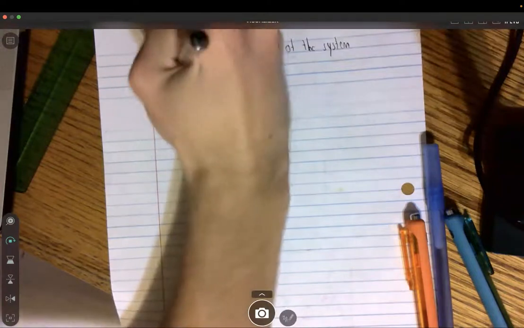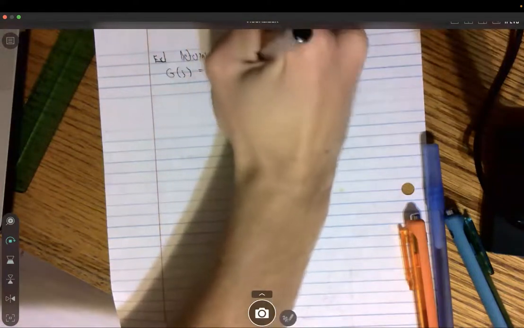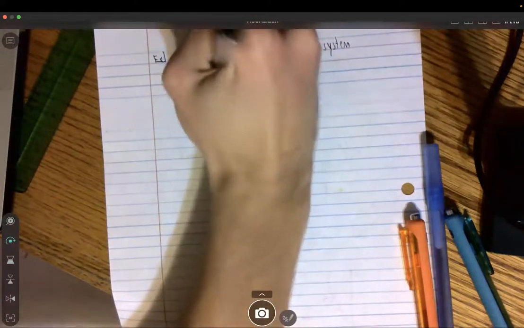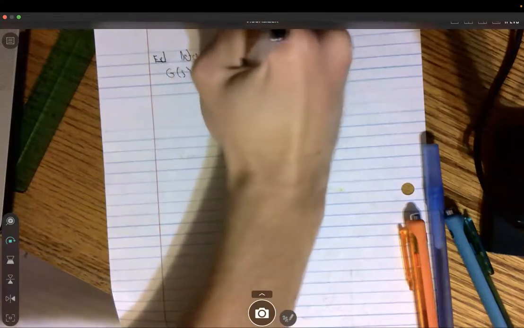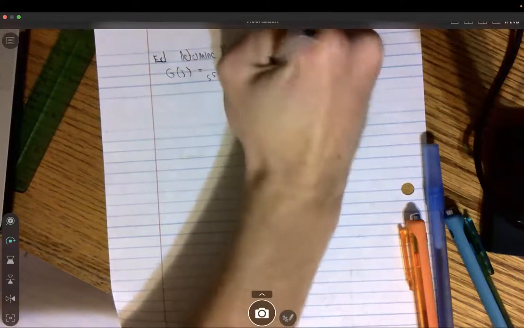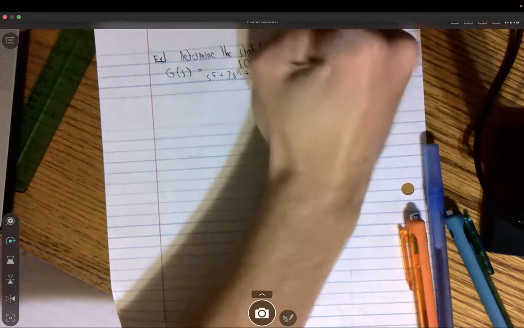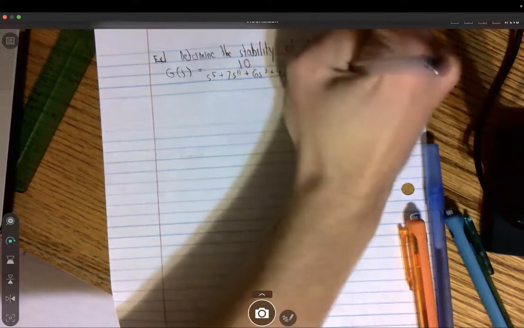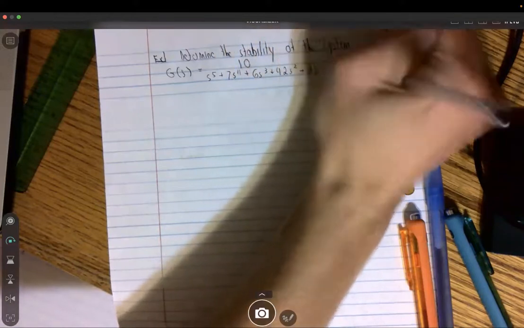And we're going to have our system defined as G(s) equals 10 over s to the power of 5 plus 7s to the power of 4 plus 6s to the power of 3 plus 42s to the power of 2 plus 8s plus 56.